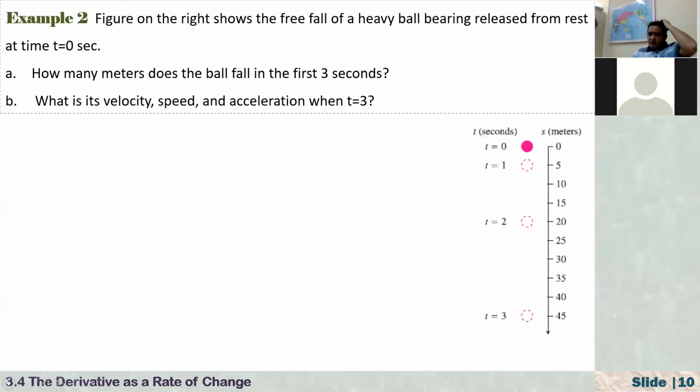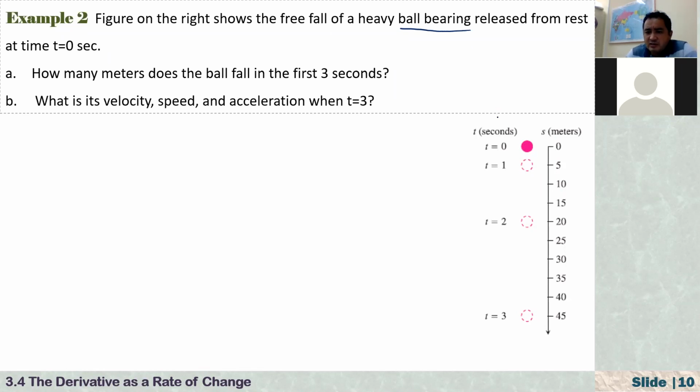Now let's see one example related to these concepts. The figure on the right shows the free fall of a heavy ball bearing. A ball bearing means a very heavy ball, made from some kind of iron or metal, released from rest at time t equal to 0 seconds. Since the ball bearing is quite heavy and very close to the earth's surface, we can neglect the air resistance.